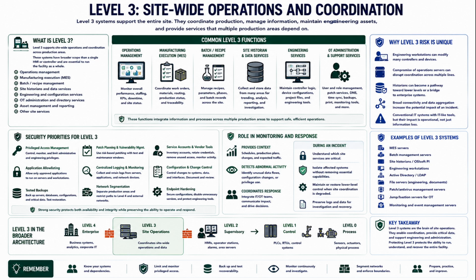A historian may collect process data from several areas for trending, quality analysis, reporting, and investigation. A manufacturing execution system can coordinate work orders, materials, and production status. Batch systems manage recipes and sequences. Engineering workstations maintain controller logic and device configurations. These functions have broader scope than a single HMI or controller.